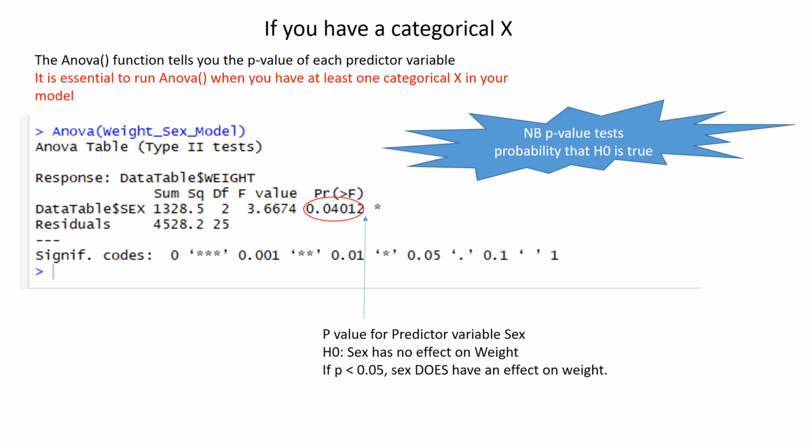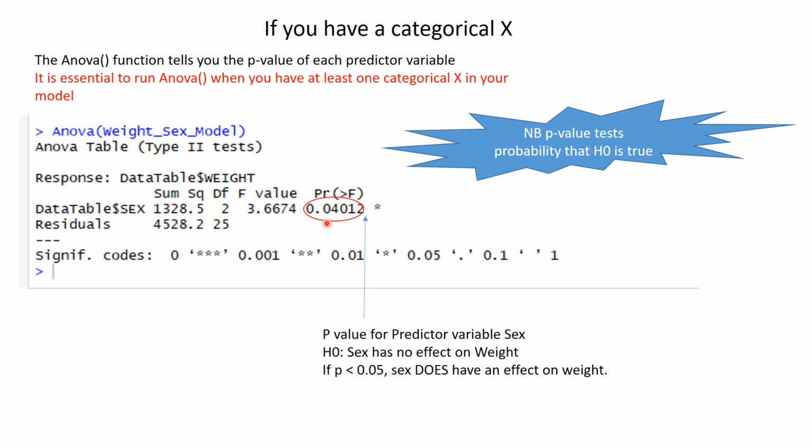Okay, the next thing we now need to do, before we look at the coefficients table on the summary output, if we have a categorical X variable, is we need to run this code, ANOVA weight 6 model. The reason we need to run this code is because we want one p-value for the variable sex. So we want to know what is the probability that sex affects weight.